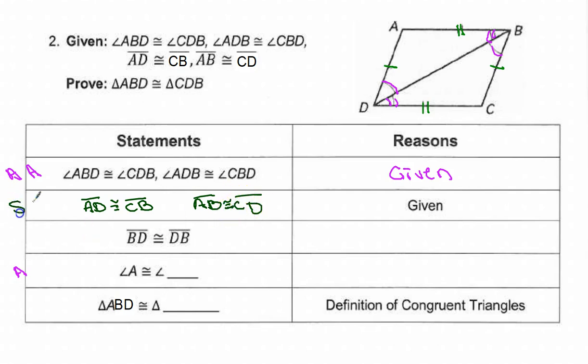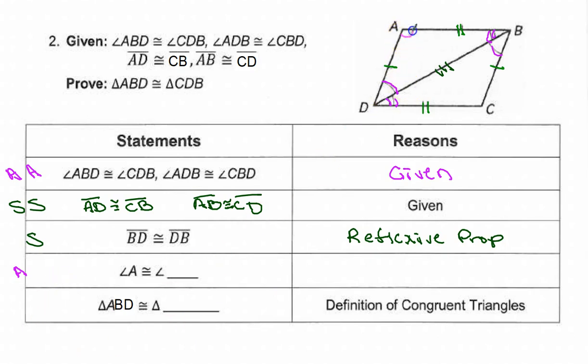So there's 2 pairs of sides. So how can I get the third pair of sides? Why is side BD congruent to side DB? And it's labeled this way because we're going from the 2 angle marks to the 1 angle mark in this triangle, and then the 2 angle marks to the 1 angle mark in the other triangle. So that's the reflexive property because that side is congruent to itself. So there we got the third set of sides.